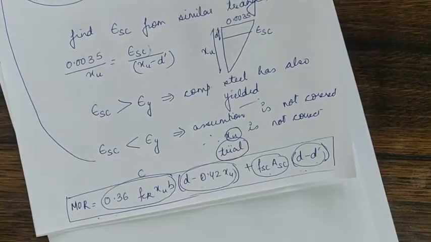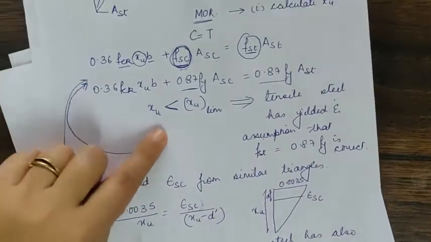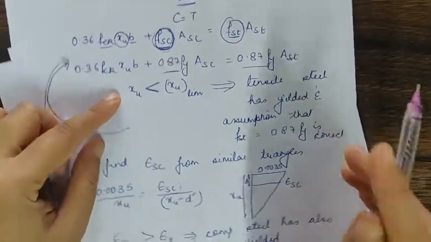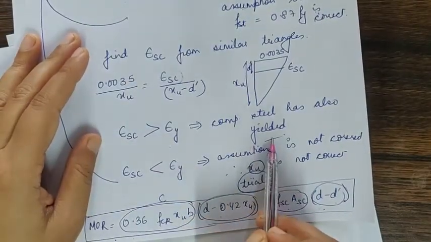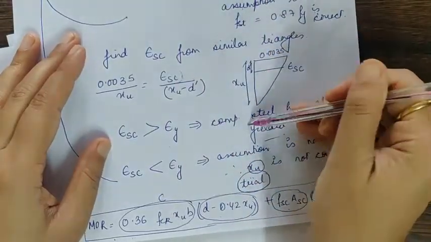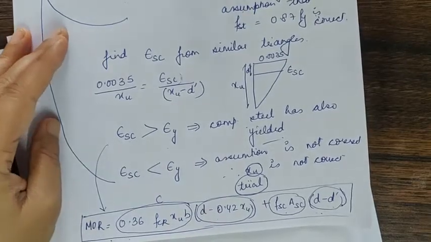So it means there can be three possibilities. First possibility is this assumption becomes less than this. My assumption is okay. Then this also becomes greater than this. So my assumption is okay. So both the steps are okay. The tensile steel has yielded, the compressive steel has also yielded. I can directly move on to this step.